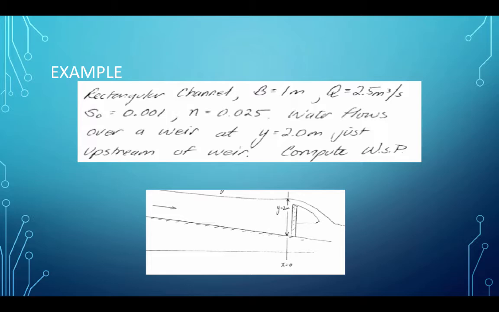So as an example, consider a rectangular channel that's 1 meter wide with 2.5 cubic meters per second, bottom slope of 0.001, Manning's n of 0.025. Water flows over a weir at a depth of 2 meters just upstream of the weir, and we're asked to compute the water surface profile. So here's our starting position, x equals 0, and we know the flow depth is 2 meters. We know the discharge rate, and we know the channel width.